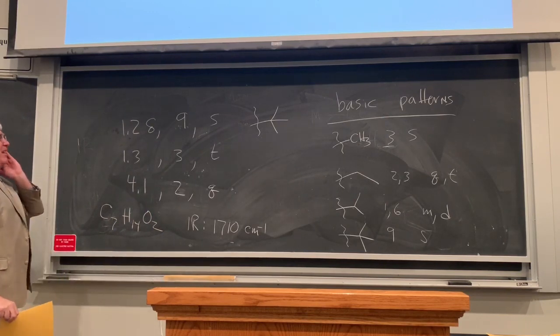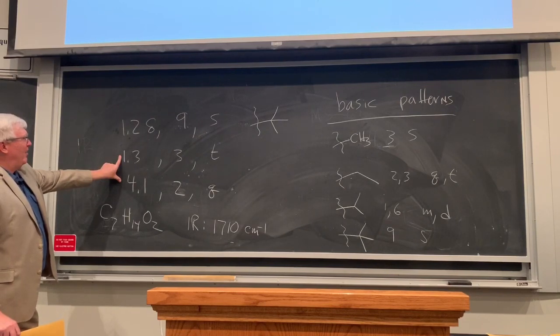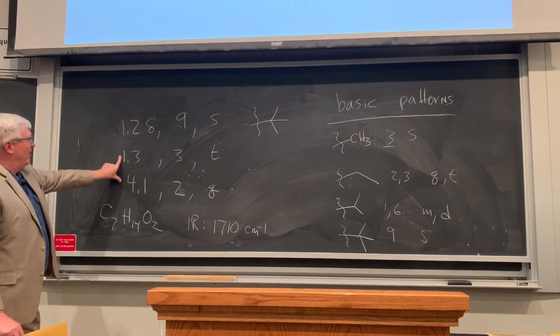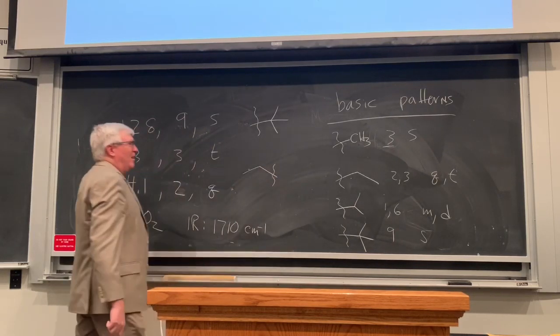So we probably have a tert-butyl. We have here a triplet and a quartet, and these are the only ones coupled together, right? And so what do we got here? We've probably got a good old-fashioned ethyl.